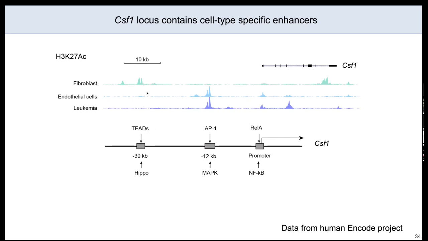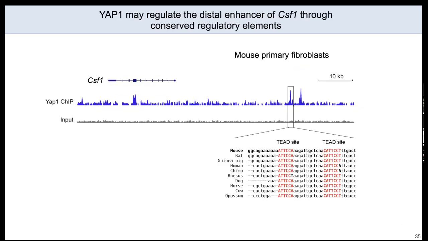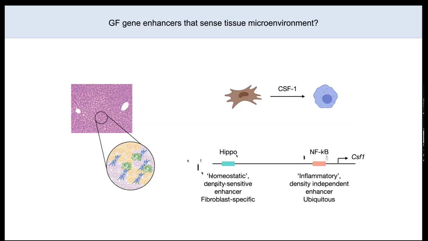And basically we found that the Hippo pathway controls, through this distant enhancer, expression of CSF1 in fibroblasts, but not in other cell types. This enhancer is only active in fibroblasts, and TEAD1 indeed is recruited there, as shown here by chromatin IP, and that's what controls expression of CSF1, leading to this kind of model where we have a homeostatic or density sensitive enhancer in the CSF1 gene that is operative in fibroblasts, and it controls homeostatic expression of CSF1, where it adjusts the number of macrophages to the number of fibroblasts.